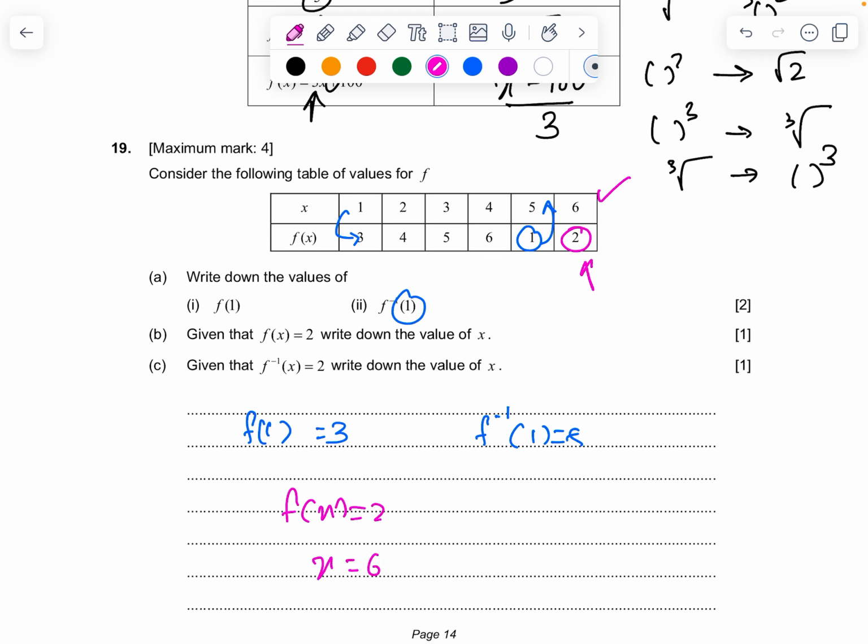F inverse of x equals 2. The next one is nothing but what? This is A, this is B. Now for C, F inverse of x equals 2. When I move F inverse to the other side, it becomes F. F of 2. What is F of 2? 4. So x equals 4. That's going to be the answer.